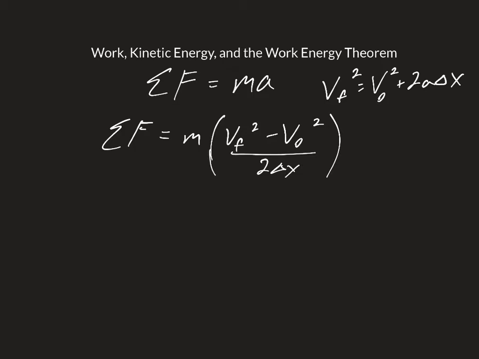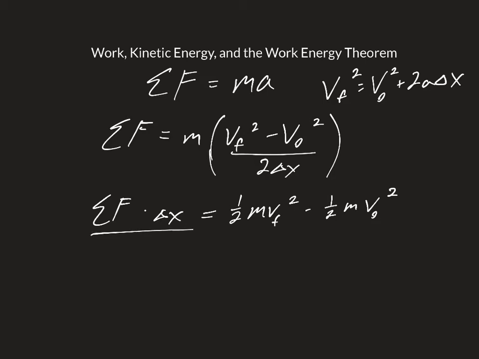Okay, so now we're going to do some slight rearranging. I'm going to multiply both sides by delta x, so we have the net force times delta x is equal to, both of those v squareds are divided by a 2, and they're both multiplied by an m, so 1/2 m times v final squared minus half of m times v initial squared. And here we have it.